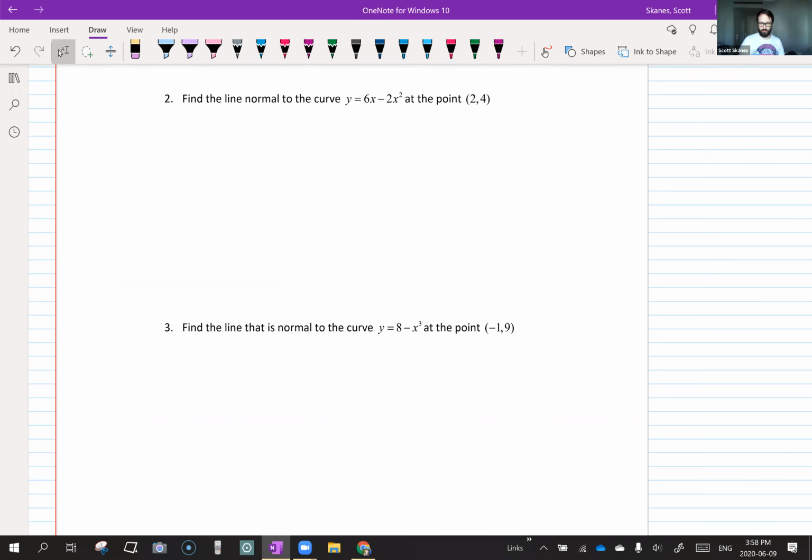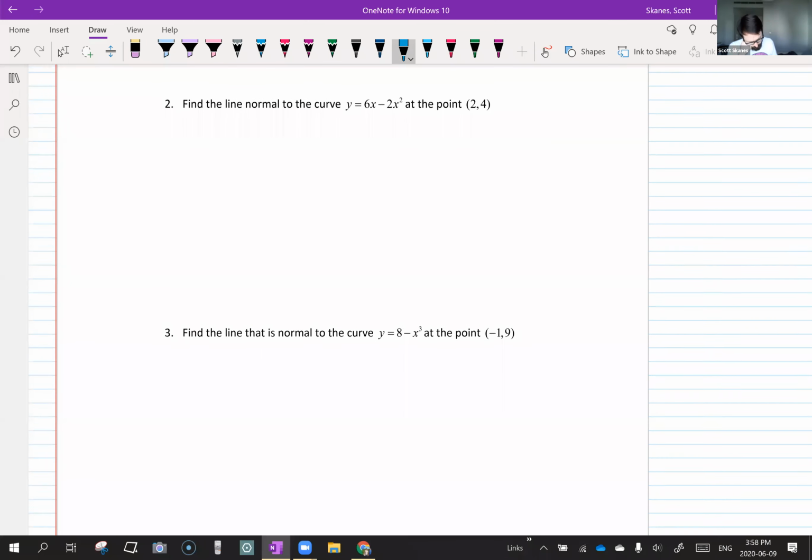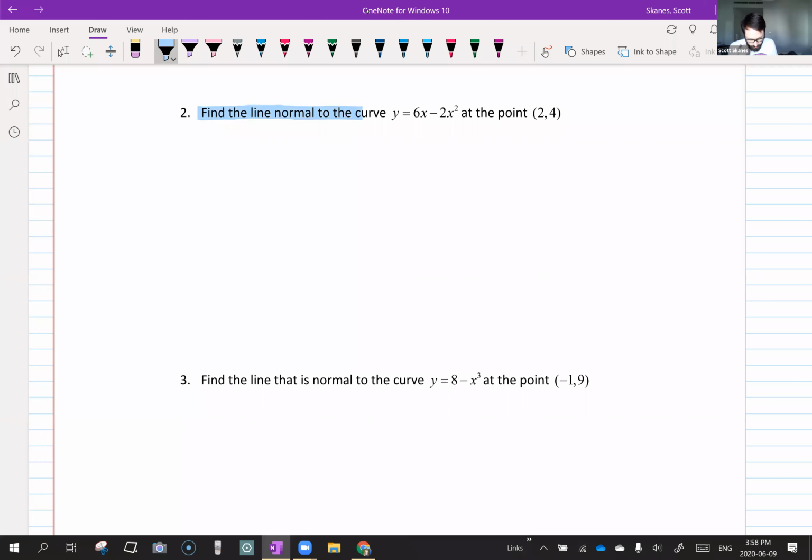We can either do 2 or 3. Which one? They're both equal difficulty. We can do them both if you want. Would you want to do 2 or 3? Which one? You can almost flip a coin. Doesn't matter to me. Both. Okay, let's do both. Why not? Let's do both. Find the normal to the curve. So once again, we want the normal line. Find the line normal to the curve at the point given.